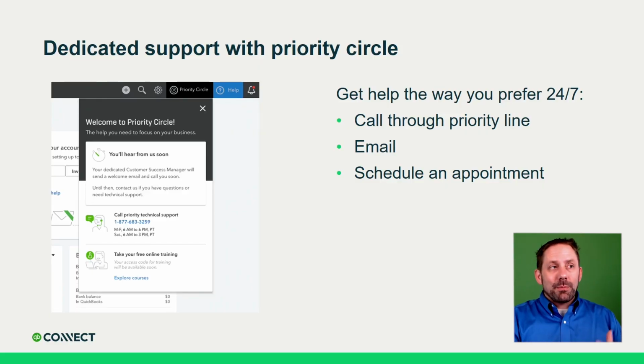Now, let's say you did the backup, you've got all these other things. Well, what about support? QuickBooks Online Advanced specifically offers Priority Circle. With Priority Circle, you're basically able to connect with your support team however you want, 24/7. You can call a priority line, which means less waiting. You can send an email if you wish to, or you can even schedule an appointment, my personal favorite, and have them call you right back. With Priority Circle, they've got dedicated staff that are highly trained to get you the best answers and get you resolution for the challenges you have as quickly as possible.